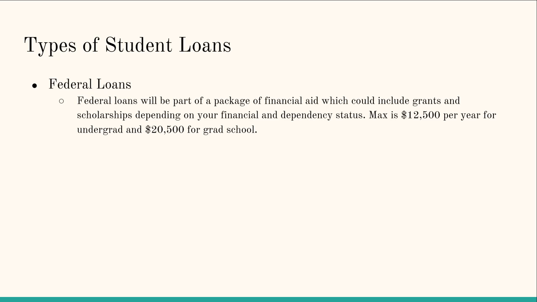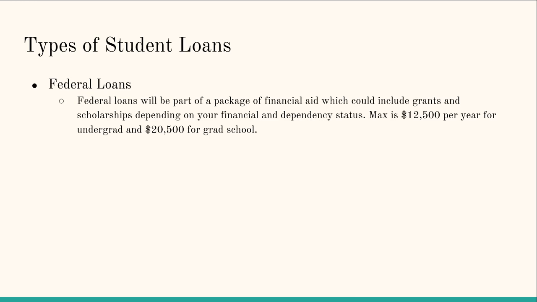The federal loans will be part of this total financial aid package, and the maximum is $12,500 per year for undergrad and $20,500 for grad school. This is the max amount that you can take out in federal loans per year. And how much federal loan you're going to get will depend on the tuition and the financial status of your parents.